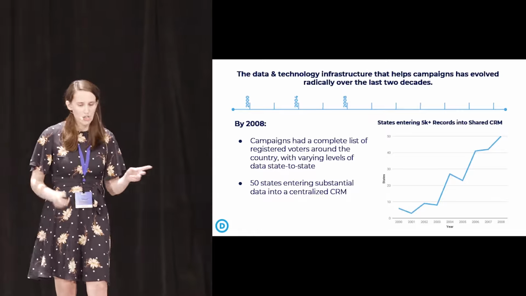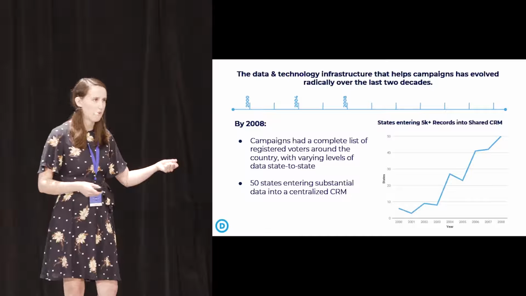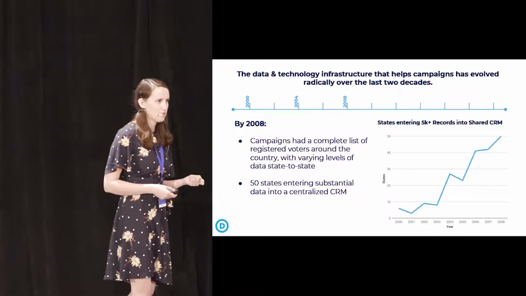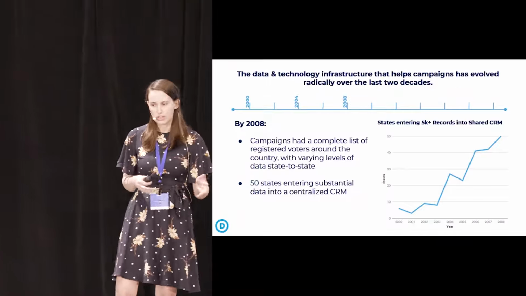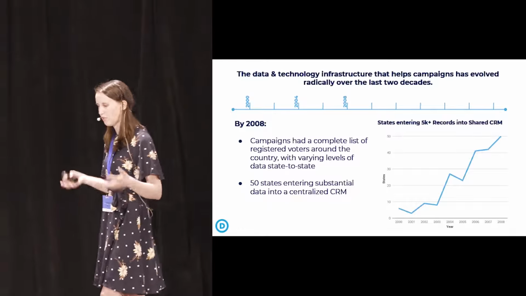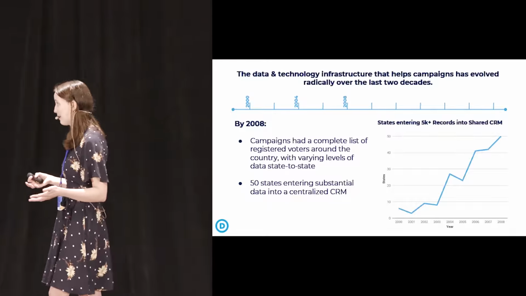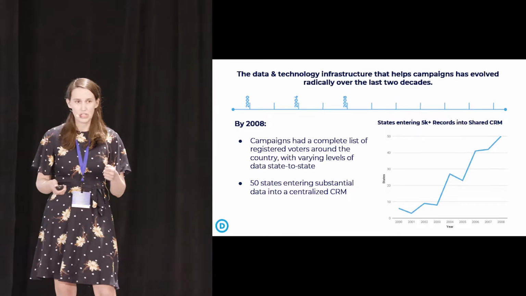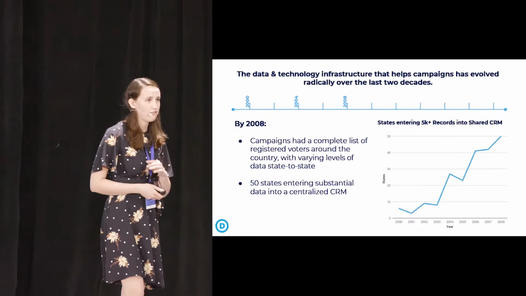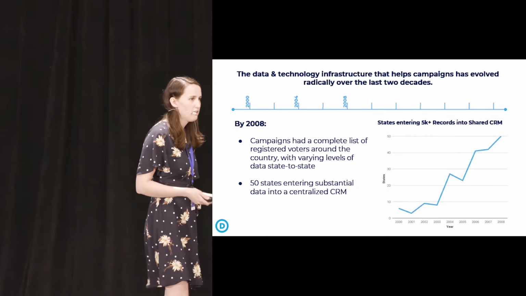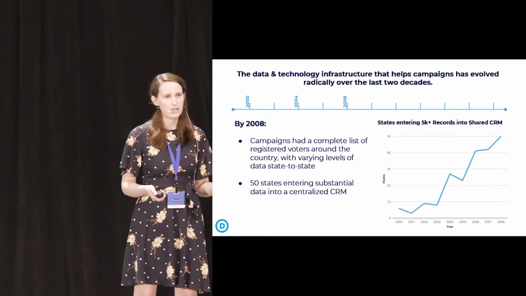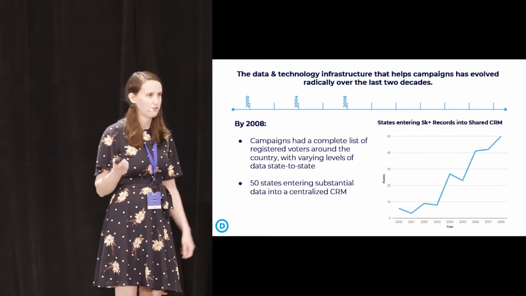This shows just the growth of adoption of the CRM that's used to track organizing activities. There was scattered use in the early 2000s of the central tool that is now used by Democratic campaigns around the country to enter data into a shared system. By 2008, 50 states were all contributing data from the doors they were knocking, the phone calls they were making, and the other interactions they were having with voters around the country.